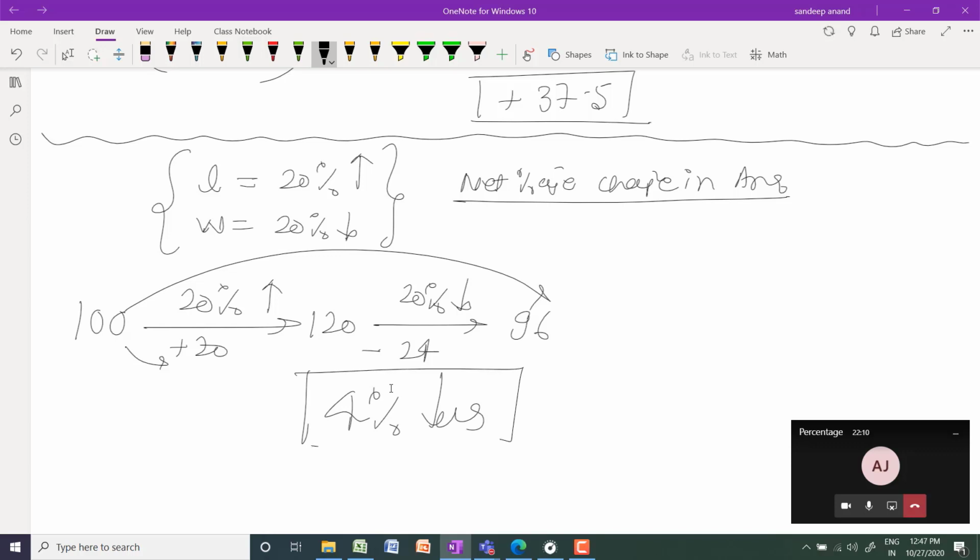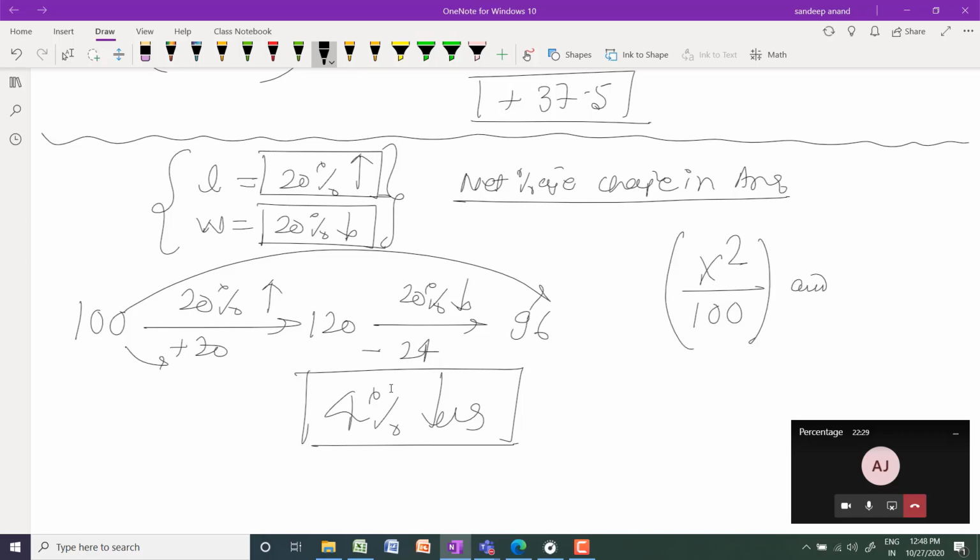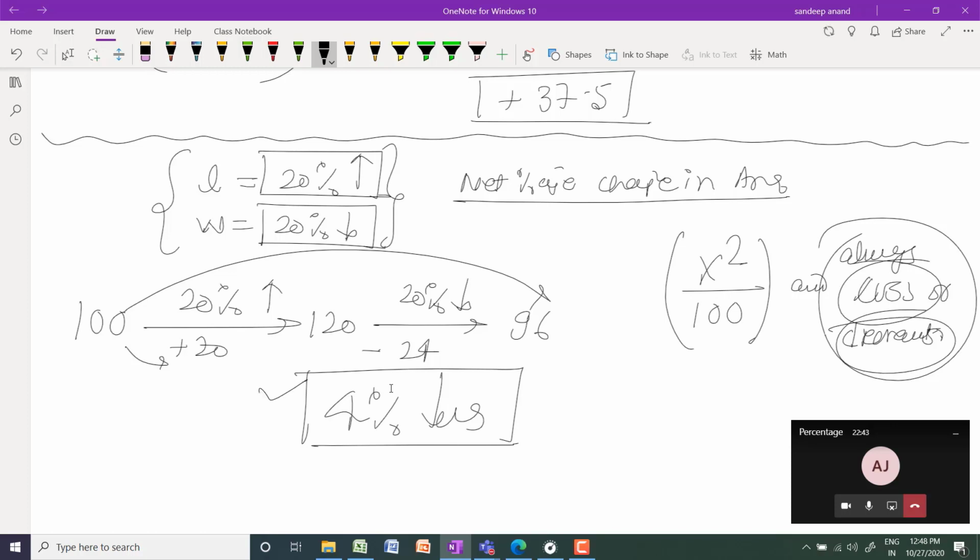So here I am giving you one fundamental rule. Whenever you have the same percentage increase and decrease mentioned in the question, at that time you can apply this x square by 100. And always keep one thing in your mind: you will always find either a loss or a decrease in the value. You will not get a profit or an increase in the value.